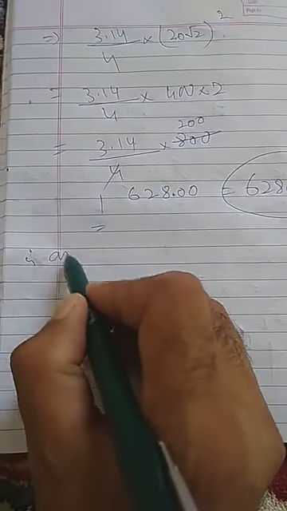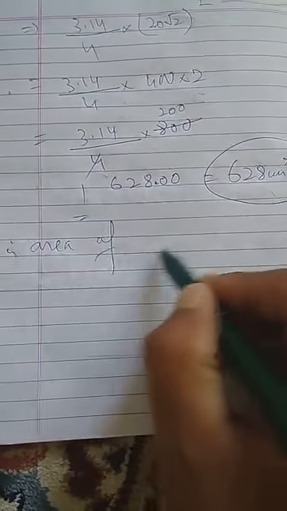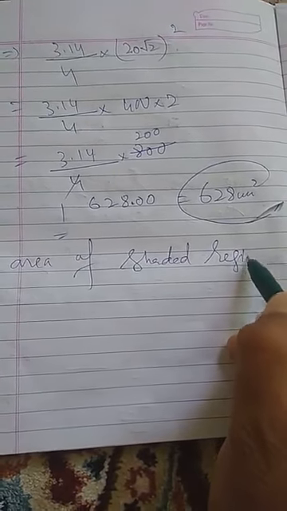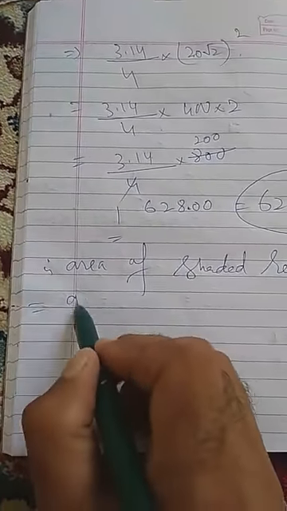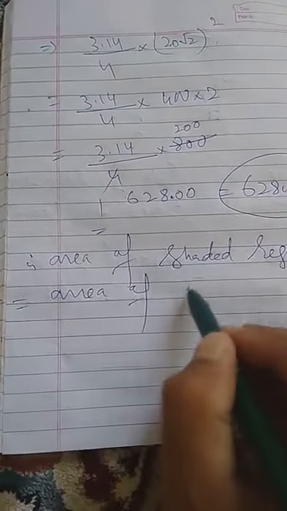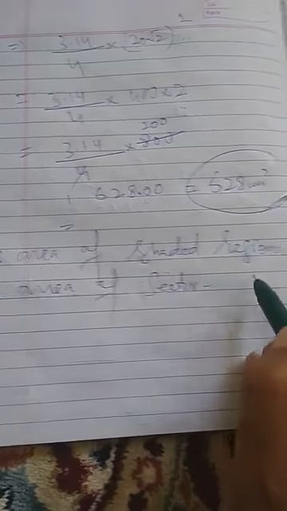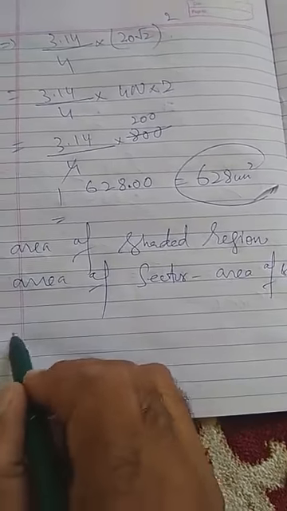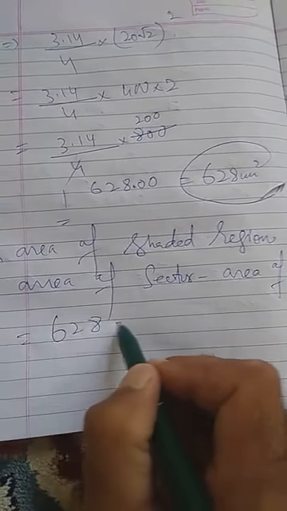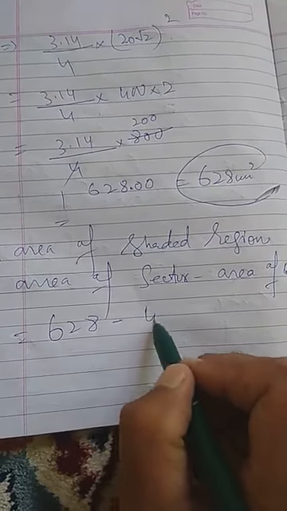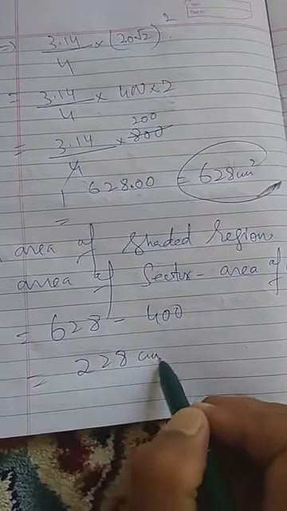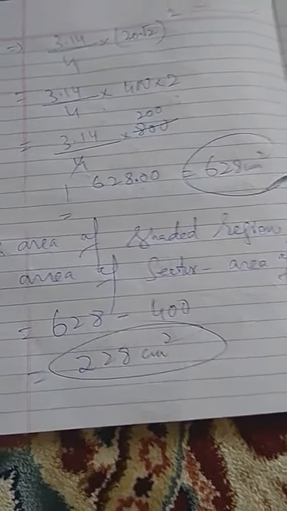Therefore, area of shaded region is equal to area of sector minus area of square. Area of sector is 628, area of square is 400, that is 228 square centimeters is the area of shaded region. Now see question number 14.